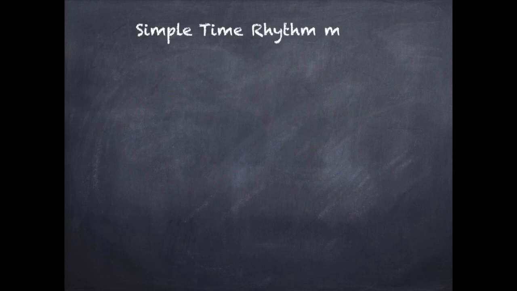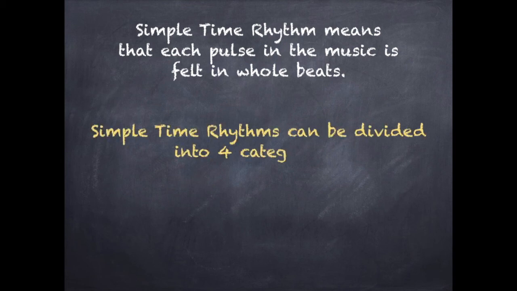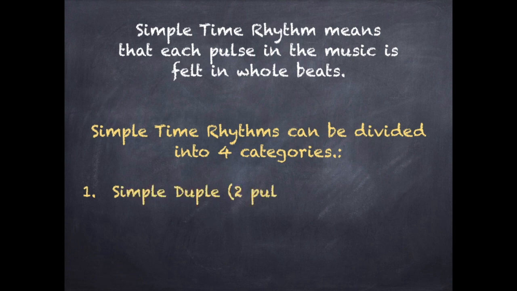Simple time rhythm. Simple time rhythm means that each pulse in the music is felt in whole beats. And simple time rhythms are divided into 4 categories. Number 1, simple duple, which means there are 2 pulses in a bar.